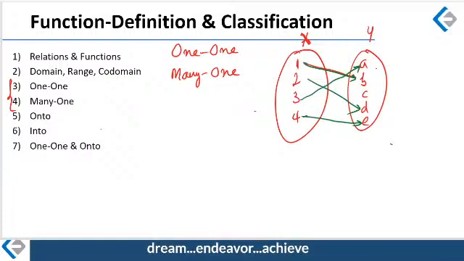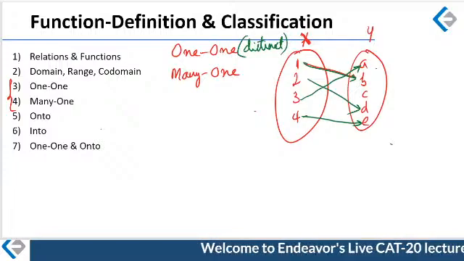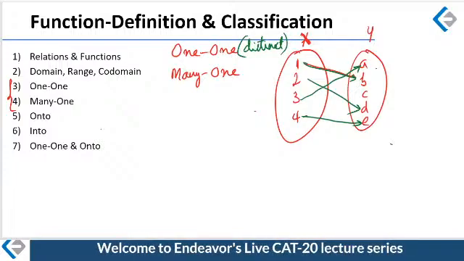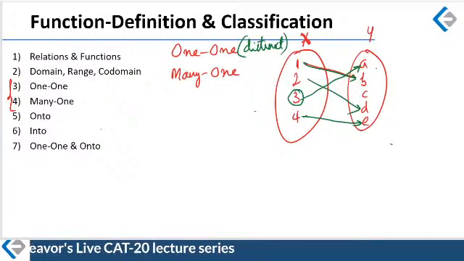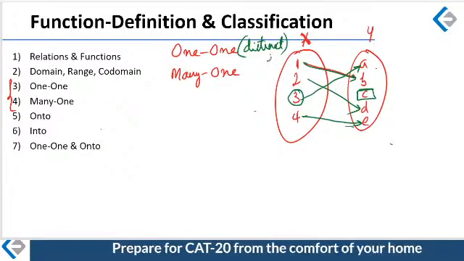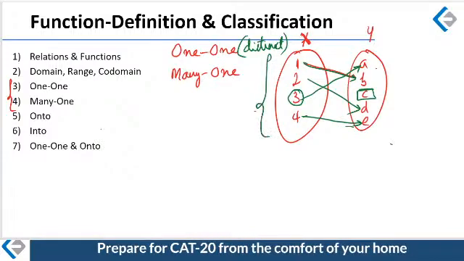Why? Because if you look at any element of X, it has a single, distinct association in Y. Every element of X has a distinct association in Y. A is associated only with 3, nothing else. You may say that one of the elements of Y is not associated. That's okay. What's important is whether every element of X is associated or not, because for every input value of X, there must be an output value of Y.